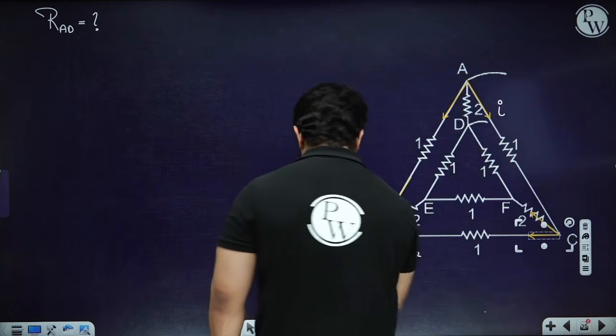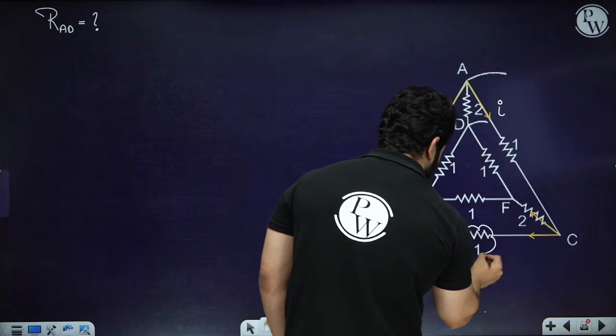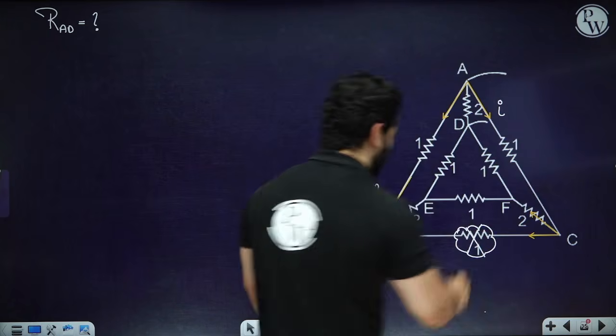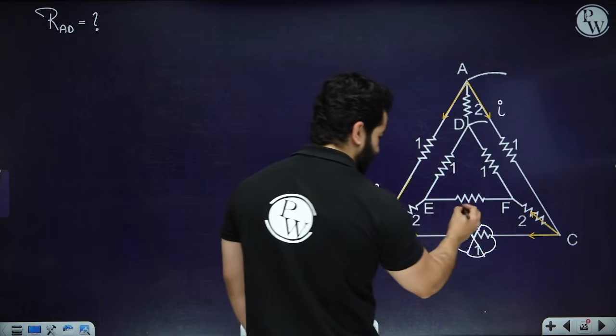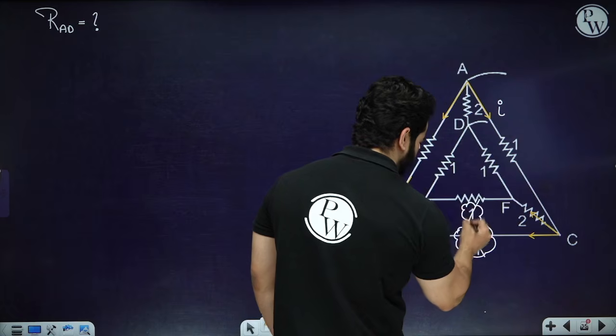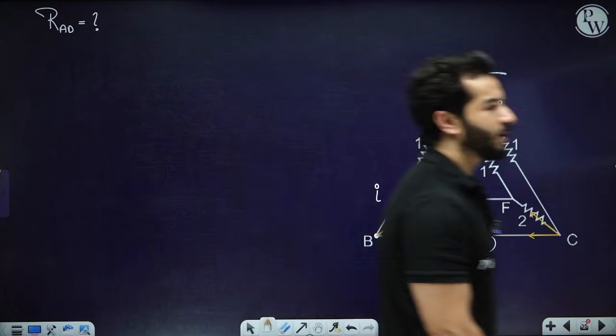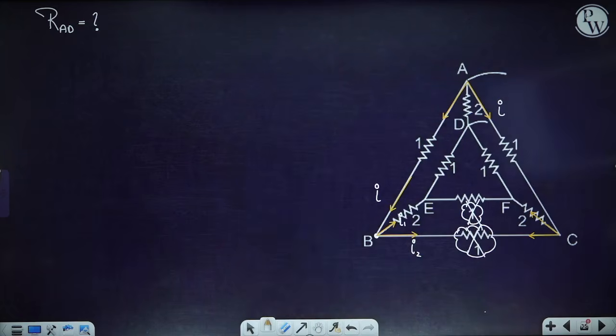So that means this resistance is of no use. You can remove this resistance. B and C will be at the same potential. Similarly, this point will be of no use. This will be at the same potential. Please understand quickly.